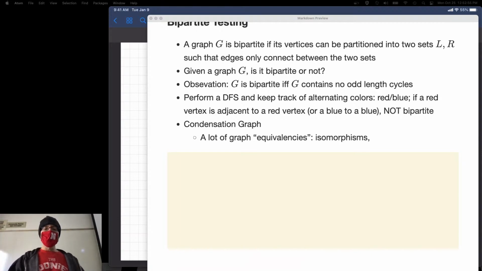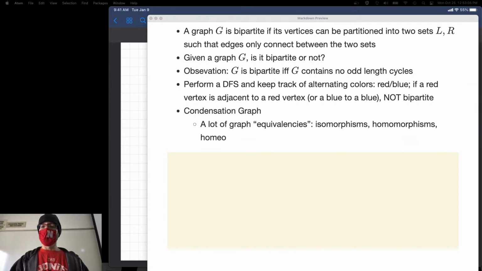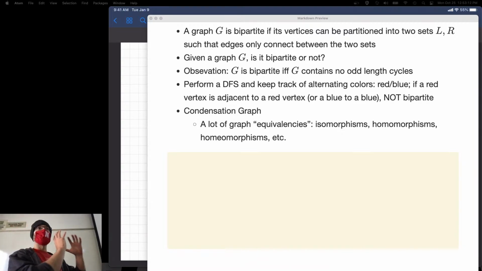You can also talk about homomorphisms, homeomorphisms, etc. Each one of these preserves some structure. If I take one graph and transform it into another graph, some structure is preserved in that morphism. You're morphing the graph. And whether or not it's an isomorphism, a homomorphism, a homeomorphism, or any other kind of morphism that you can come up with, some structure is preserved.